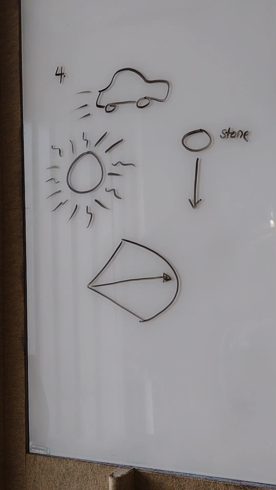Number 4, which of the following is an example of electromagnetic energy? A speeding car, sunlight, falling stone, a stretched bowstring. Think about that for a minute, and the answer is sunlight. So sunlight is always going to be electromagnetic waves.